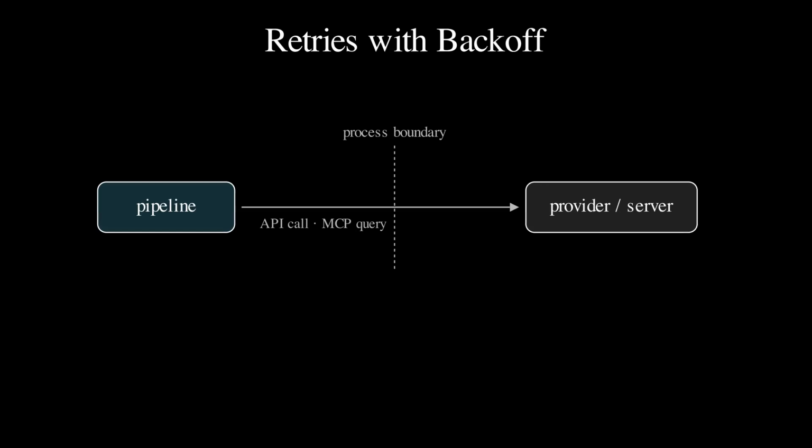An orchestrated pipeline that runs for hours must be built to fail gracefully. Start with the calls worth protecting. The operations that fail unpredictably are the ones that leave the process. An API call to a model provider over the network, or a query to a server behind the protocol we use for tools. Both cross a boundary the pipeline does not control.